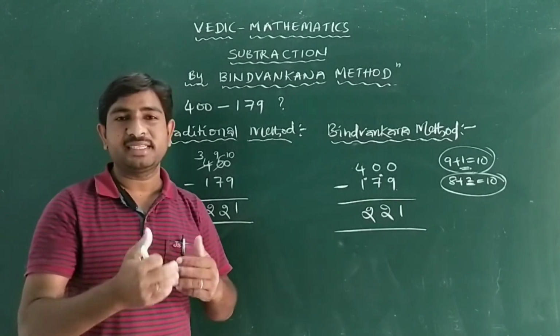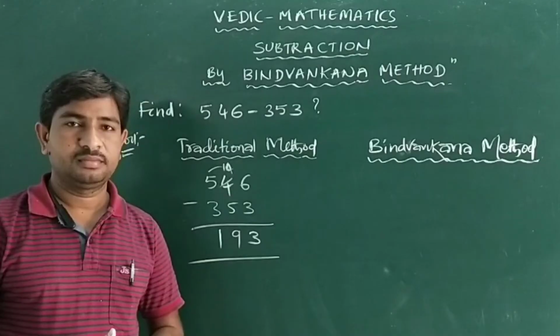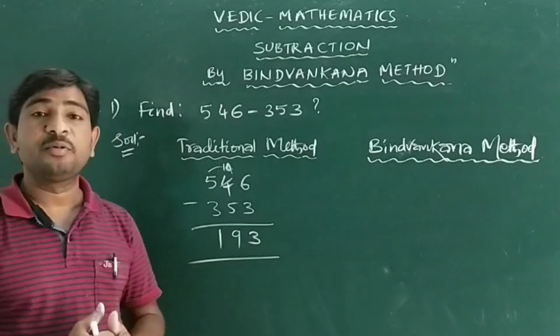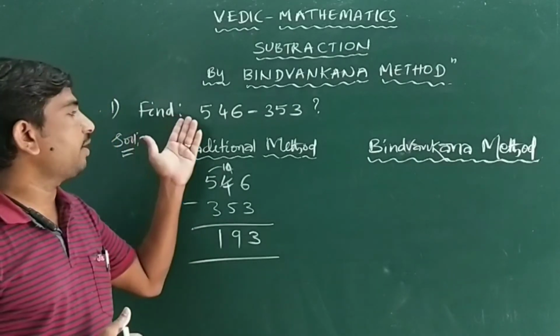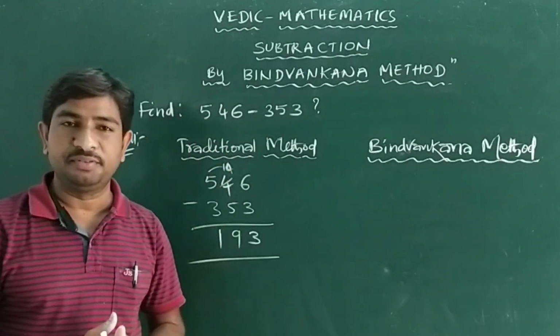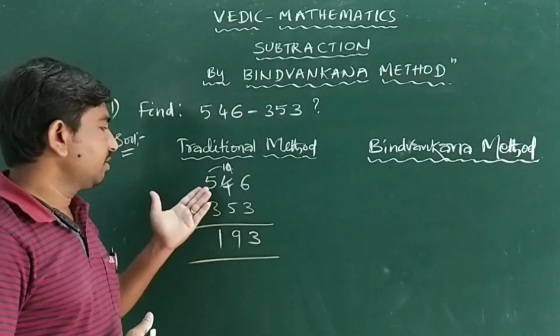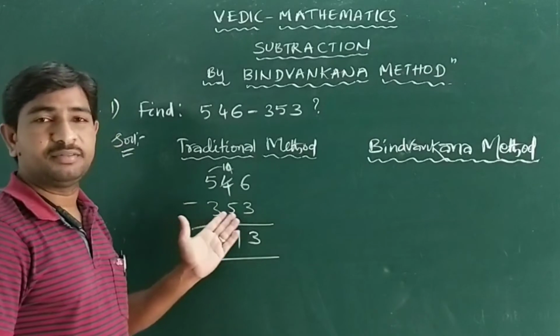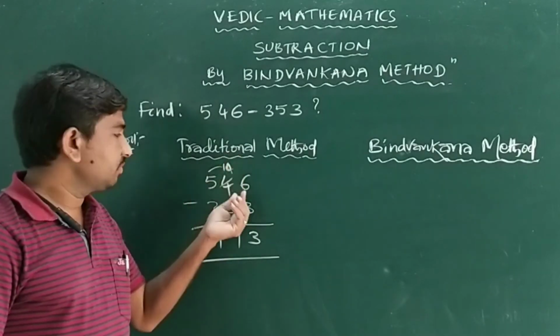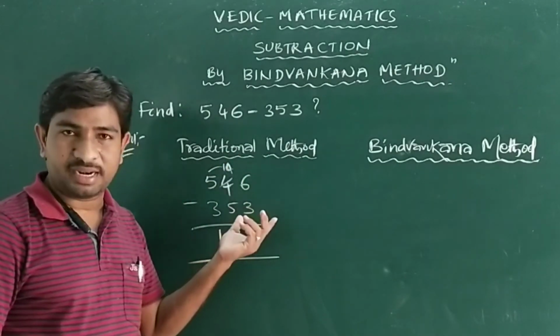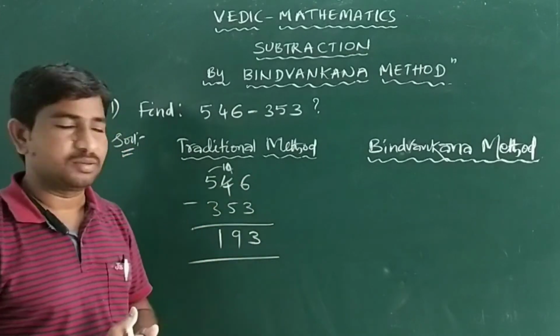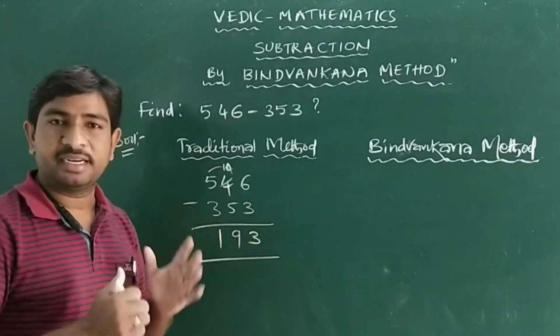Next, let us see one more example. Find 546 minus 353. In the traditional method, we write 546 minus 353. Here 6 is the bigger number and 3 is the smaller number, so subtracting is possible. 6 minus 3 is 3. Directly we can write it.